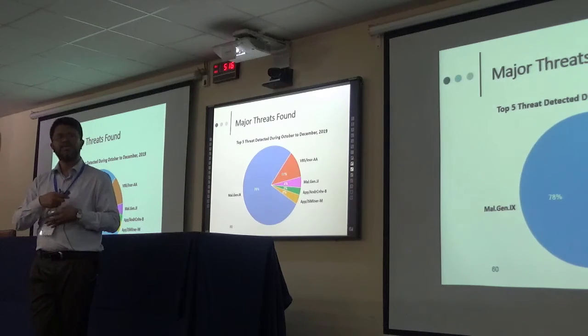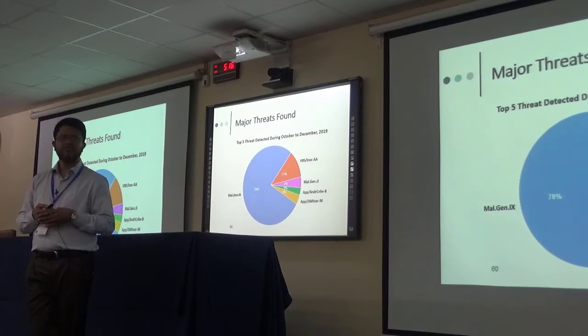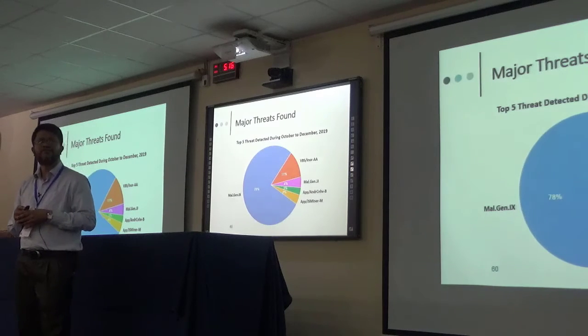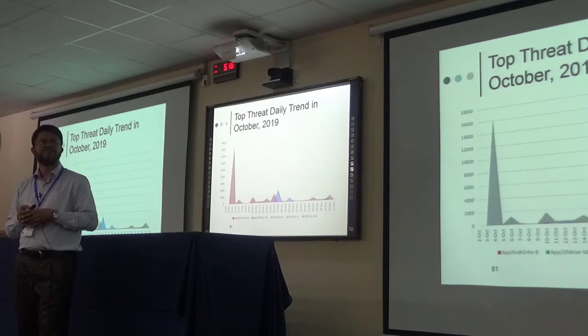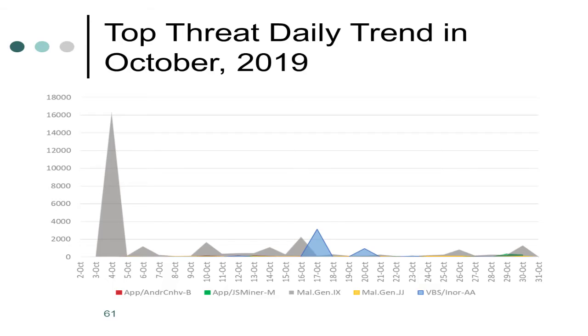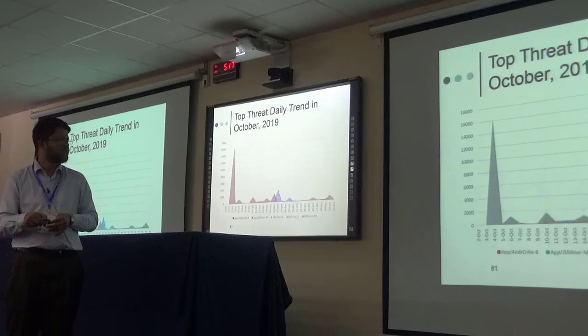But even we see the trends over the months as well. So even after October to December, we see similar trends in these scenarios. So this is top threats in October. As I said, we saw Malgen very high. The high means that was used for this particular attack. In other days, some was Malgen and some was BBS.